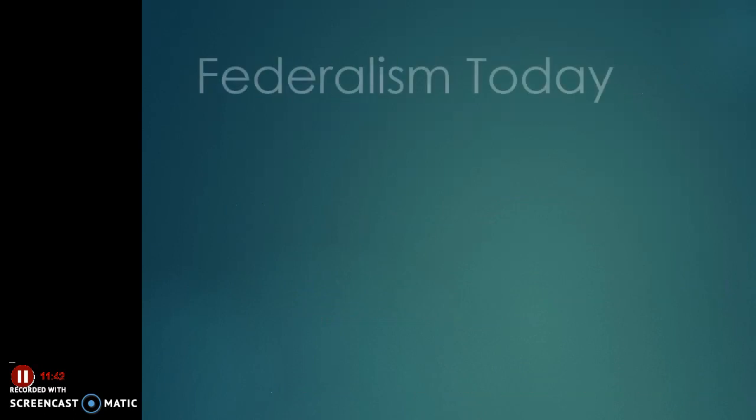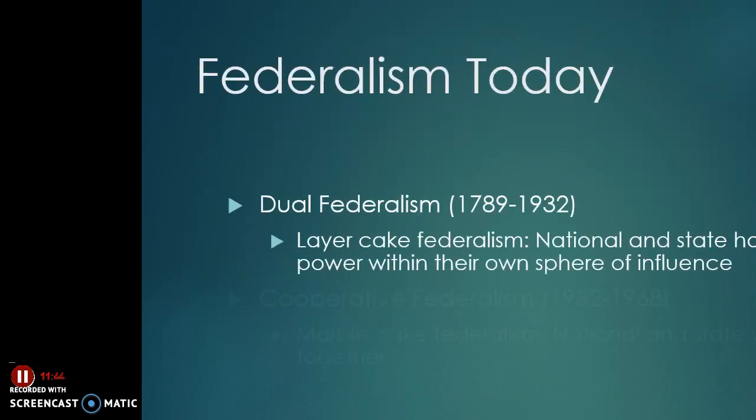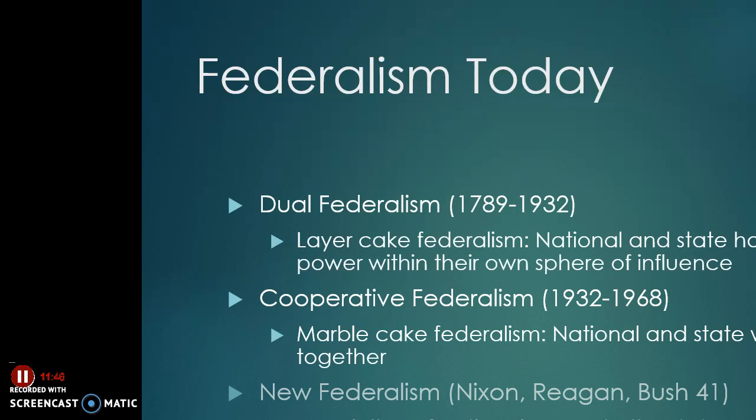And then federalism today, we want to know the different types. There's dual, cooperative, and new federalism or devolution. Dual federalism is that layer cake. It's the federalism we really saw established prior to FDR and the New Deal. And then cooperative federalism was that relationship between the national and state. And really, the states became very much used to receiving assistance and aid and funding and also guidance from the national government.